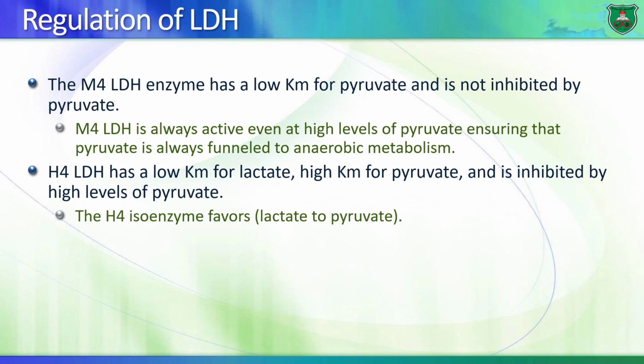And something important is that it is inhibited by high levels of pyruvate. So if heart muscle produces a lot of pyruvate, the lactate to pyruvate reaction stops, allowing for lactate to be present for other tissues. So muscle tissues are not selfish. They keep some food for other tissues.